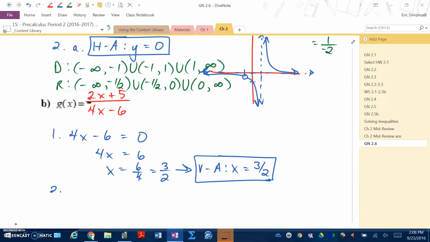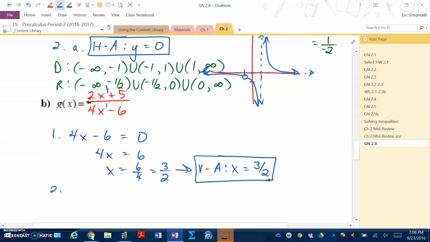Okay, and this is part two. We're going to continue by looking at the horizontal asymptotes, if they exist, for this particular function. Again, I'm going to take a look at the exponents. The degree of the numerator is 1, and the degree of the denominator is also 1.